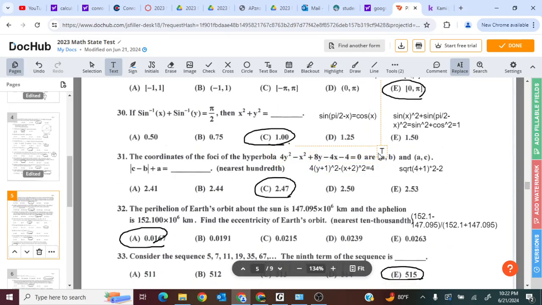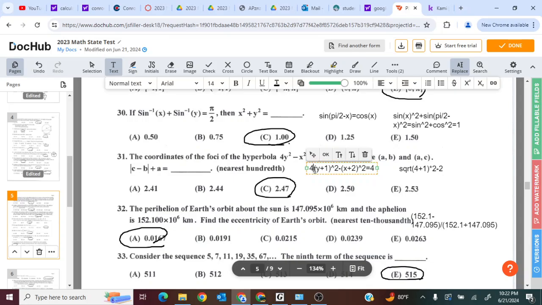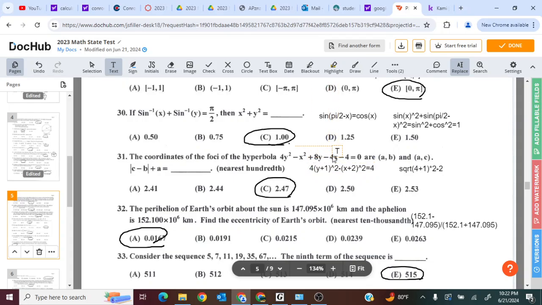Coordinates of this foci are AB and AC. C minus B plus A is what? Basically, the fact that you're subtracting the difference in foci means you're looking for 2 times the distance from the center, and then you add in your x value. So you need to convert this in terms of your y plus 1 and then x plus 2, y plus number and then x plus number, to remove these 8y and negative 4x.